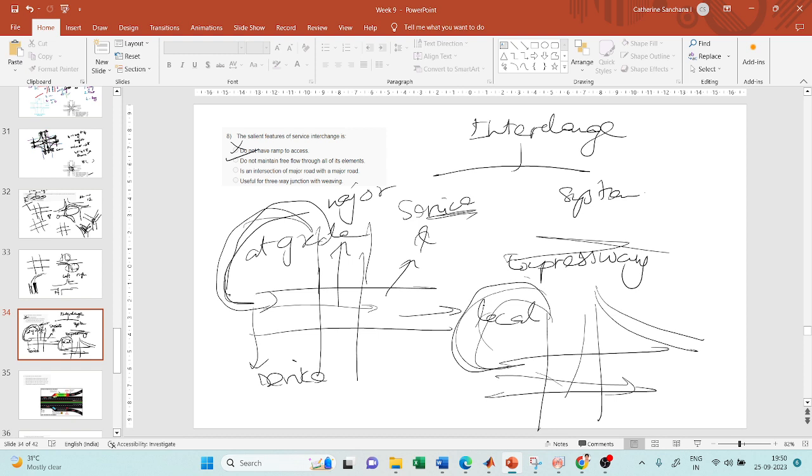Is it an intersection of a major road with a major road? No, it is an intersection of a major road with roads of lesser importance, such as arterials or subarterials. And they are useful for a three-way junction with weaving. So this is also not correct. You can see from Sir's slides that it is useful for a three-way junction with no weaving. So it contradicts here. So the answer to this is just B.